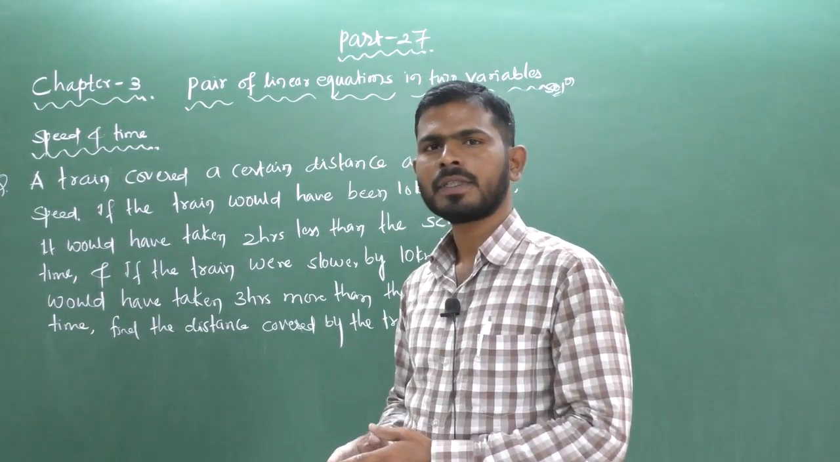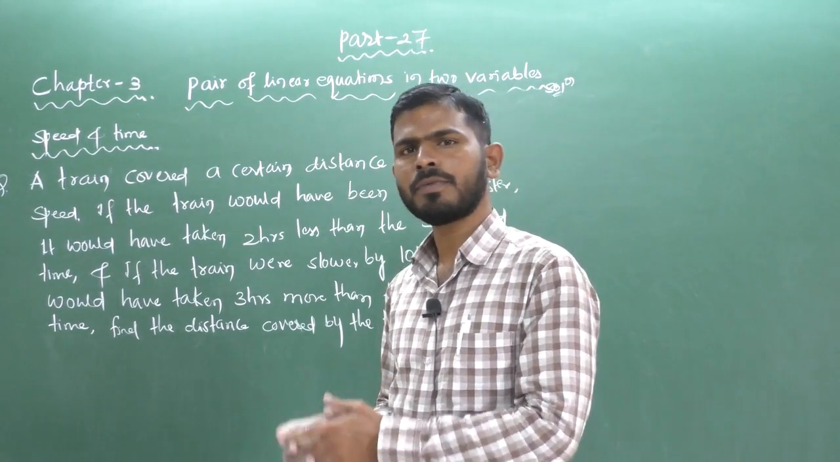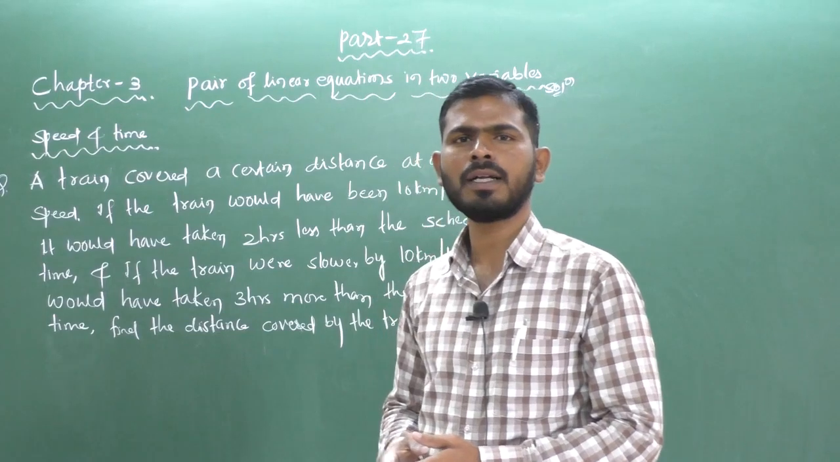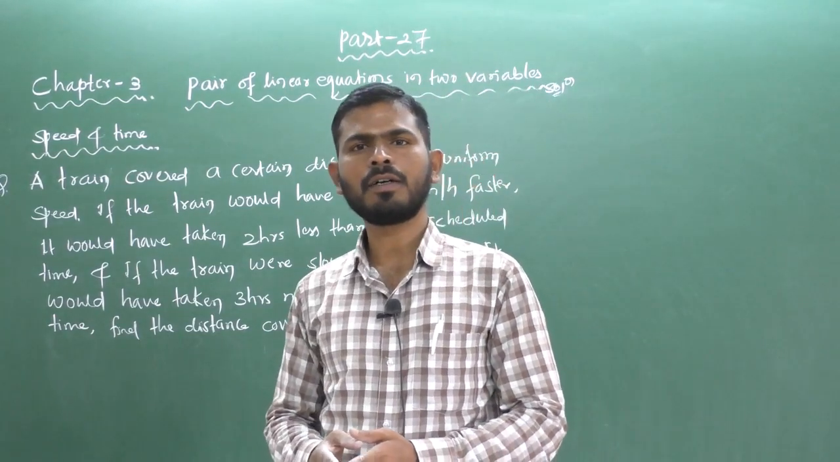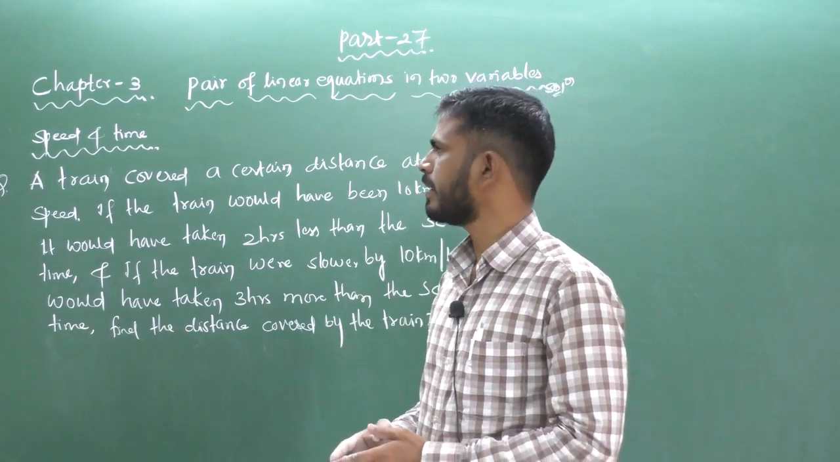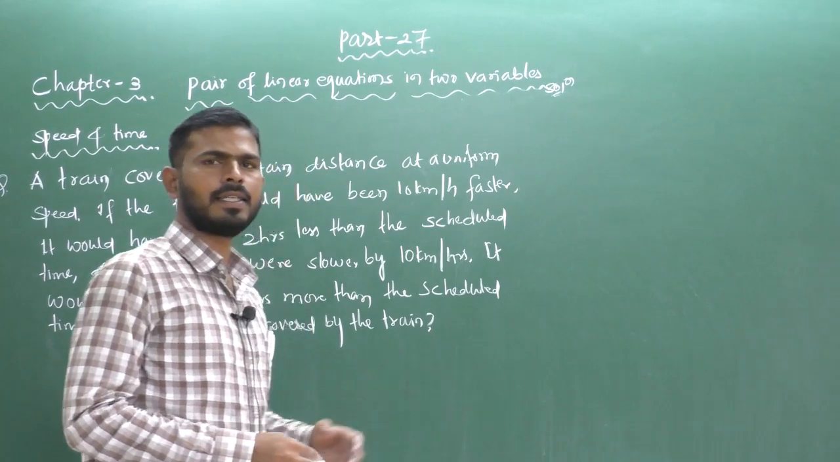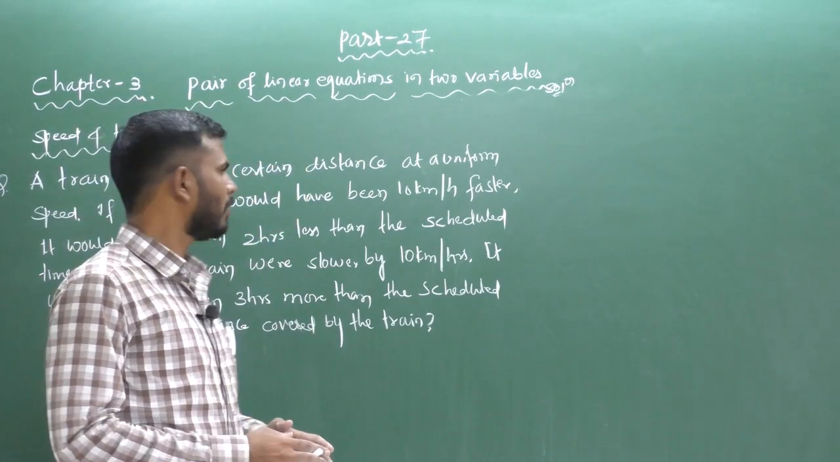Last session we discussed the speed of cars A and B, and before that session we discussed how to find upstream and downstream and the speed of the boat and stream. In this session we will discuss how to find the speed of the train and the distance of the train. So let us see what is given and what you have to find out.